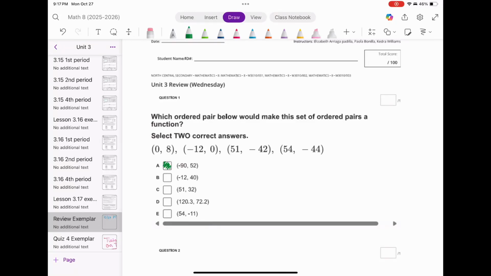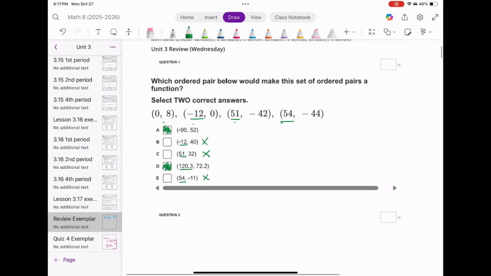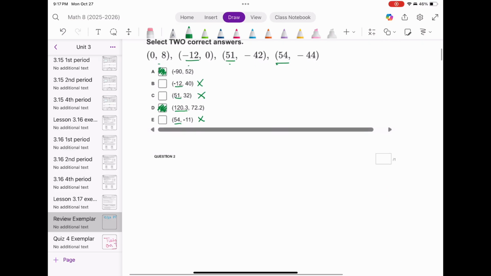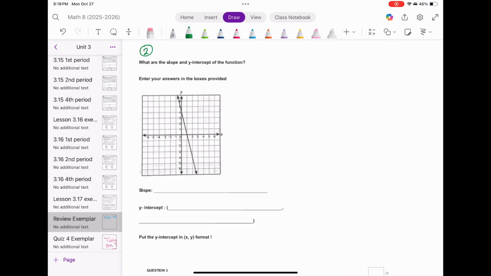Okay, so in this question, we have a set that is a function and we have to pick 2 more points, but still keep the set a function. So we look at the x and we just check that the x don't repeat, and those are the points that can be added.